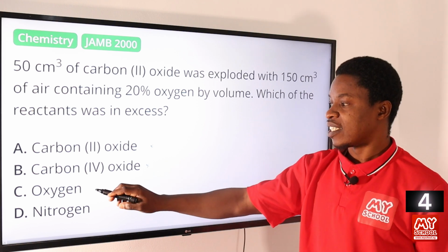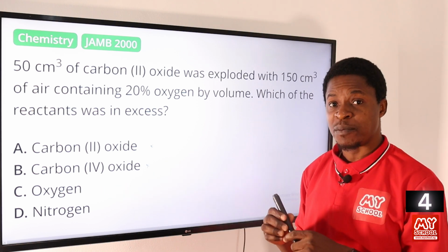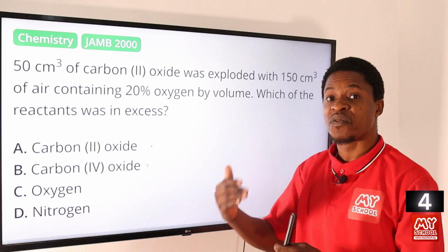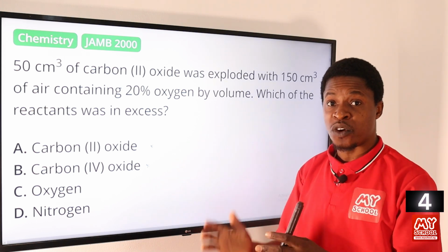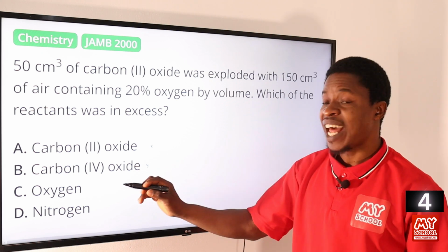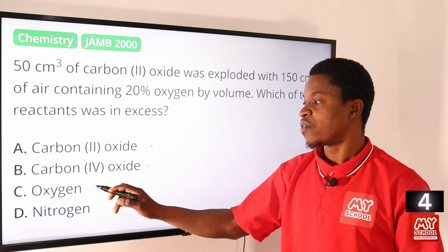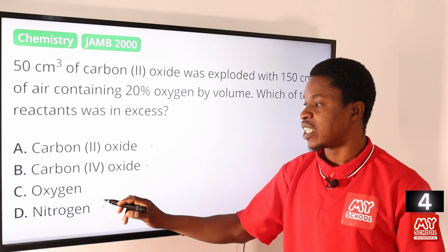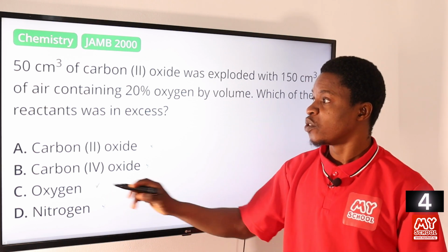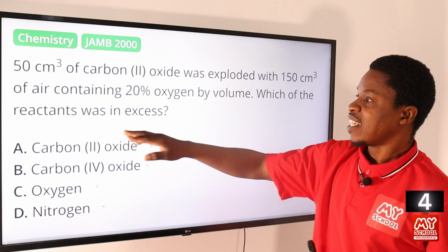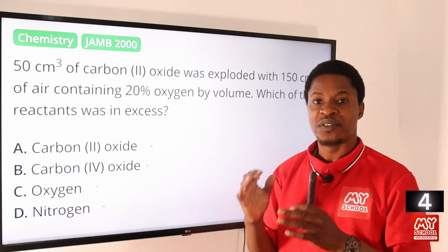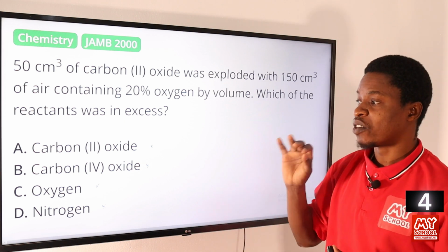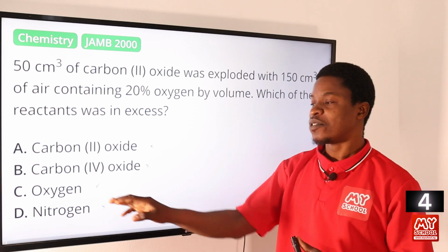Oxygen, out of the 30 cm cube that was provided, only 25 cm cube was used based on the stoichiometry, the combining volume ratio. So we have oxygen having an excess of 5 cm cube. So it is not option D, but option C happens to be the reactant that was in excess, because we have 5 cm cube still left behind of that. So the correct answer is option C for this question.